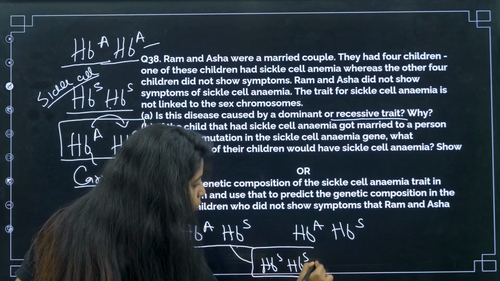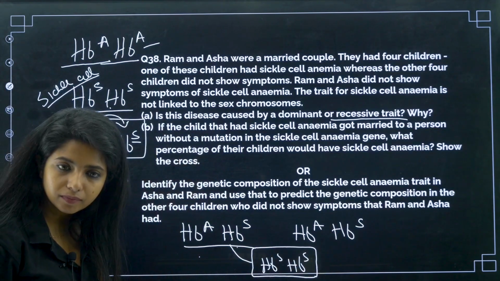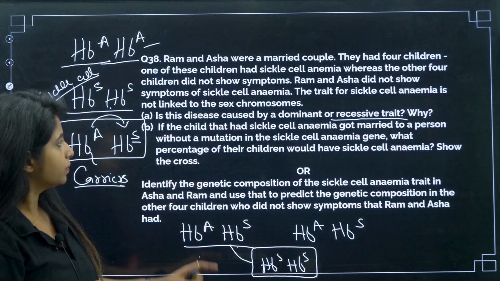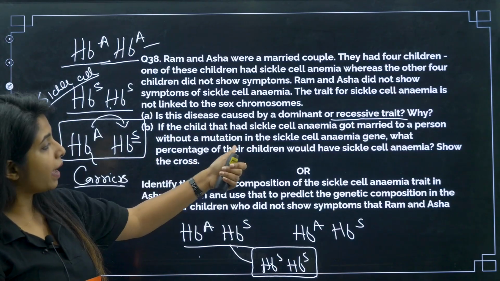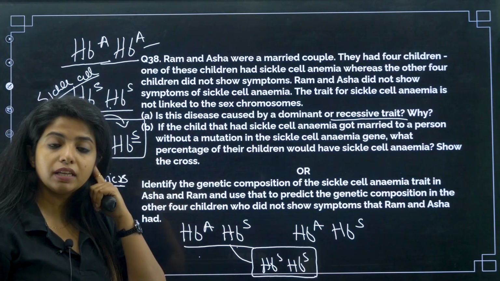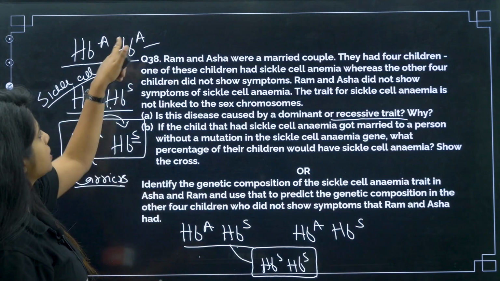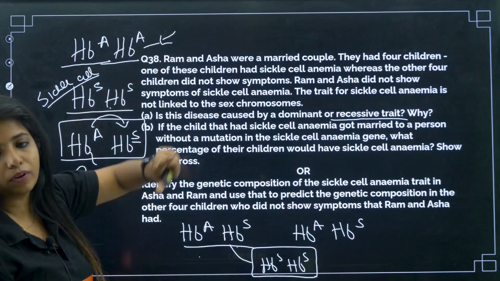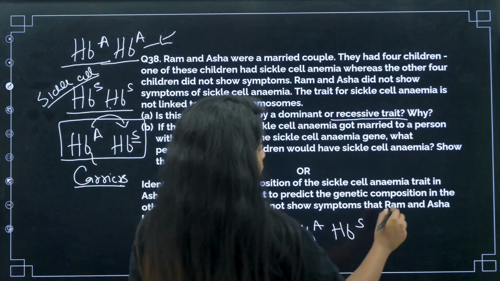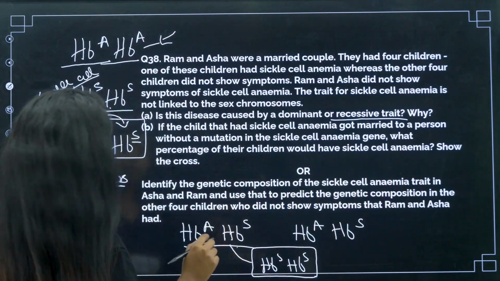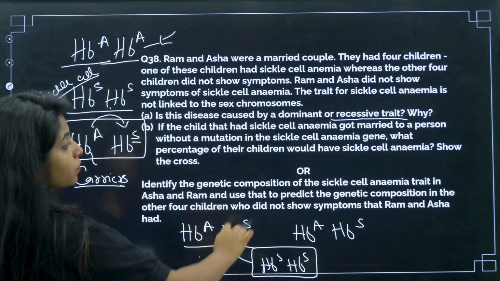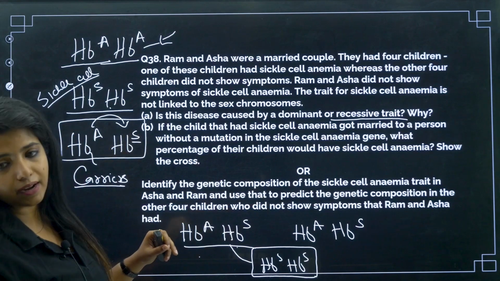You've got a child who has sickle cell anemia. Now, if this child is married to a person who does not have any defect in the sickle cell anemia gene, that is, he or she is very normal. Okay? So, what is the scenario? What is the question? What percentage of their children would have sickle cell anemia? That is the question.